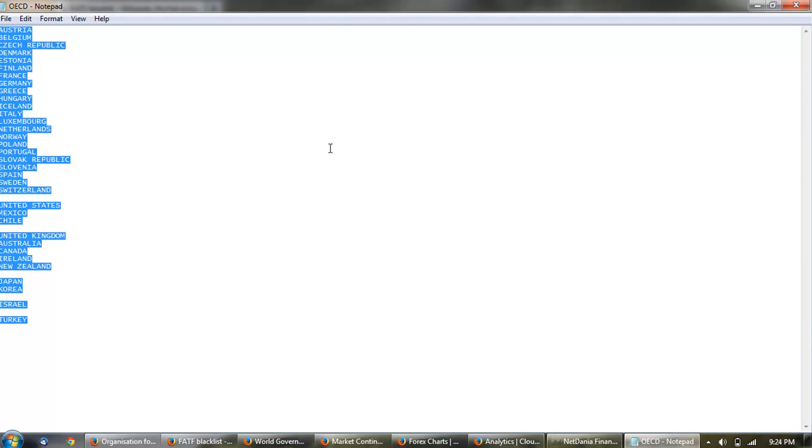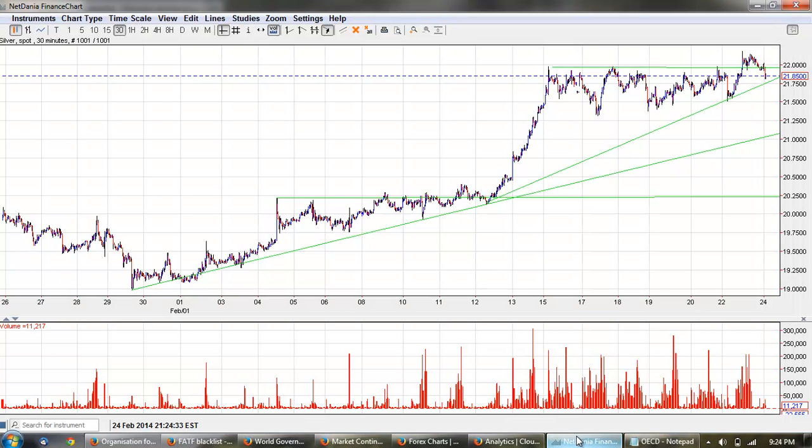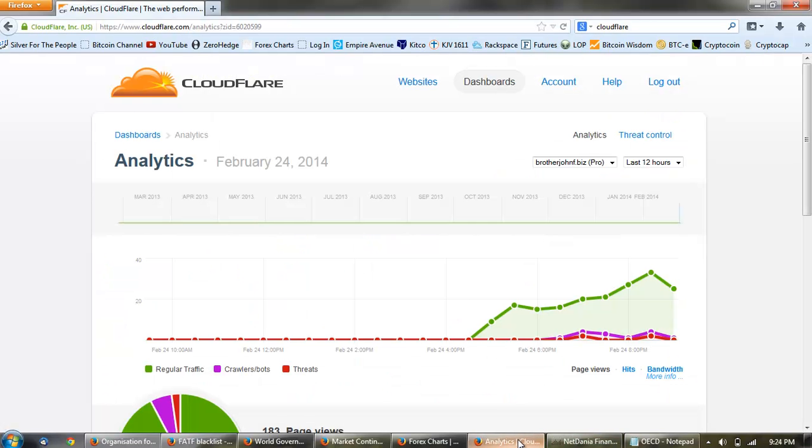We have these unseen battles. We have secret war going on. It's going on in the financial markets. It's going on especially in the metals markets. And right now I'm seeing it, and a lot of other people are seeing it in the internet as well, with DDoS attacks coming from every which way.